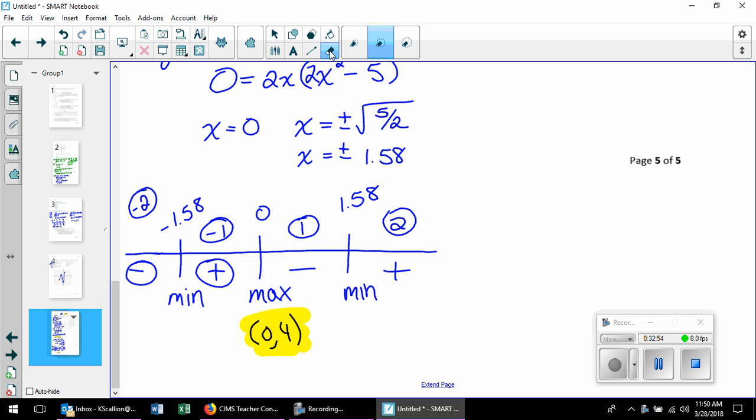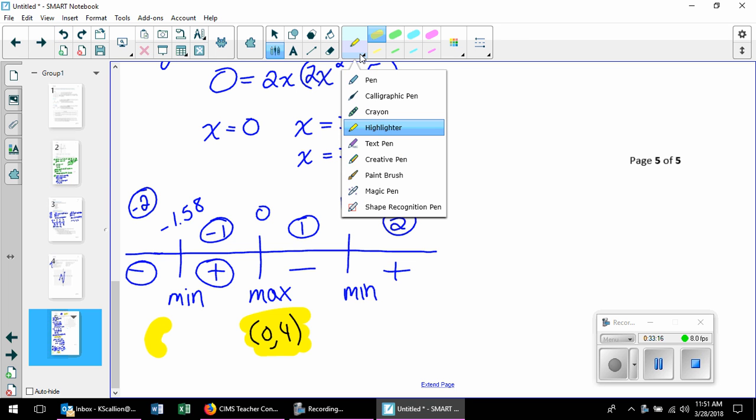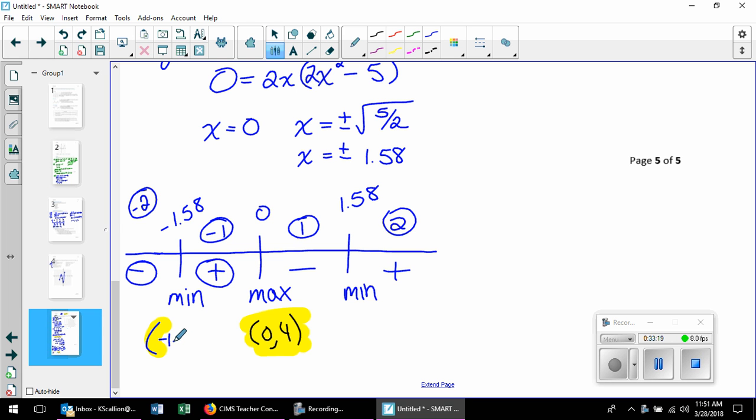And here, am I substituting these values into the original or the derivative? Original, because it's an actual point on the graph. At negative 1.58, it's negative 2.25. And at positive 1.58, it's also negative 2.25.